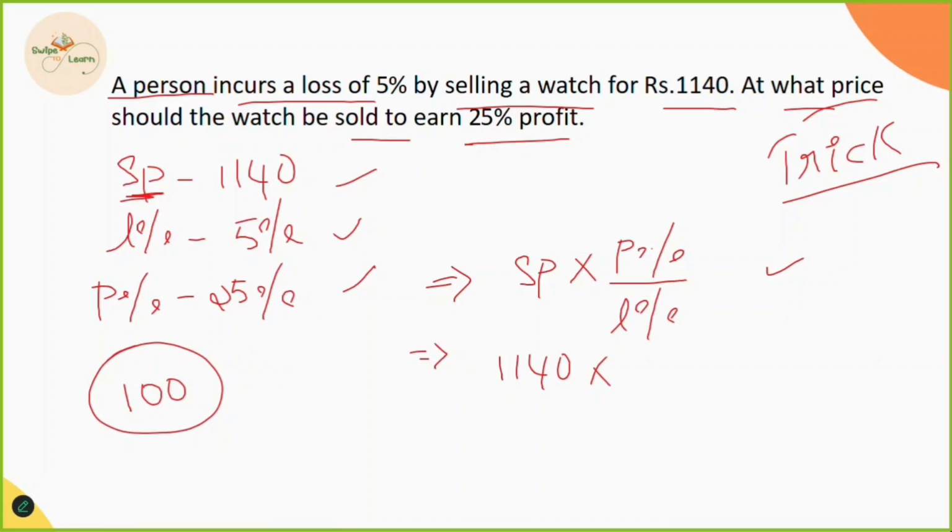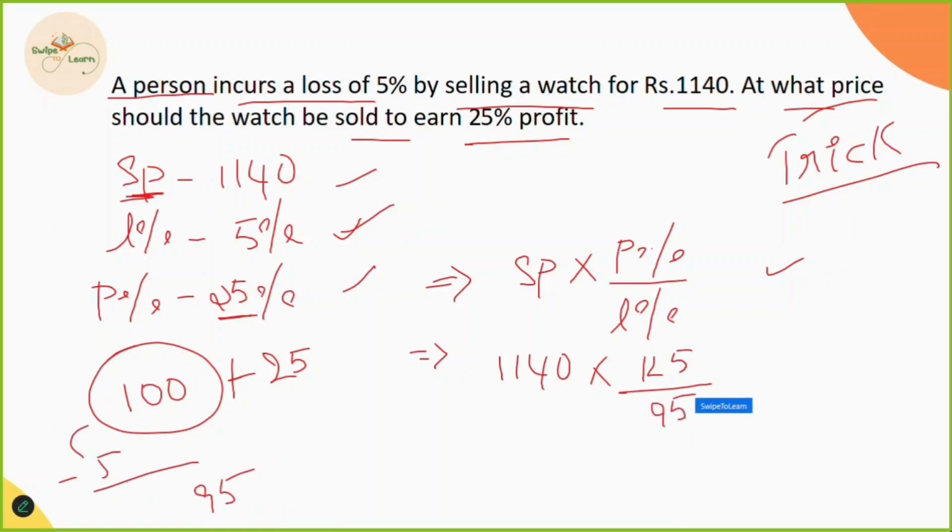To get the profit, we add 100 plus 25, that is 125, divided by, and we have a loss of 5%, so subtract that 5 from 100, which we get as 95. Don't directly write the profit and loss percent. Instead, add the profit to 100, subtract the loss from 100, and multiply with the selling price.